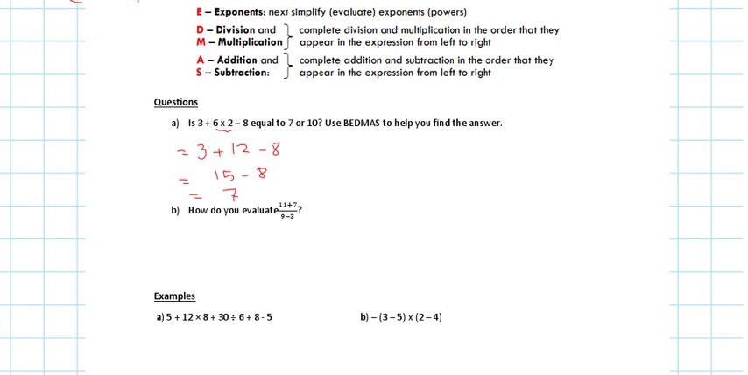Take away 8, so the answer is 7. Okay? Now, what happens if you actually did not follow BEDMAS? So if you went and did 3 plus 6, 9. 9 times 2 is 18. Take away 8 is 10. Is that right? No. The answer is 7. That's the correct answer. Okay? So me following BEDMAS tells me that the first thing I have to do is multiplication, which is 6 times 2 first. Are you guys okay with that? All right.